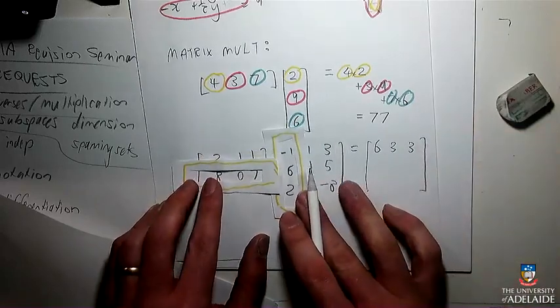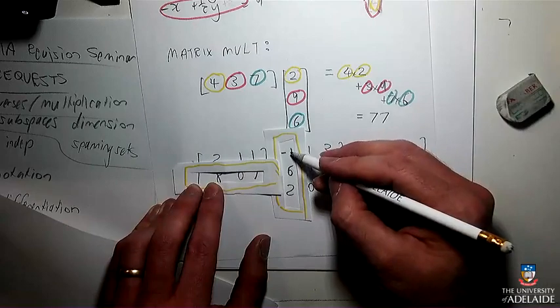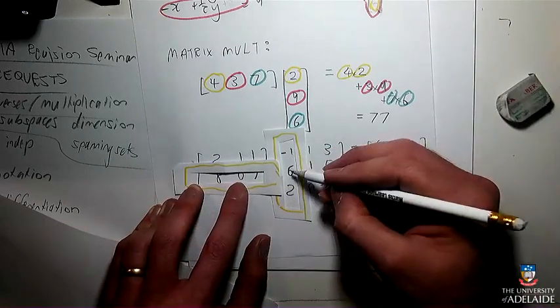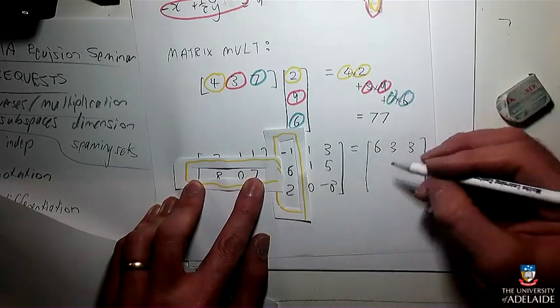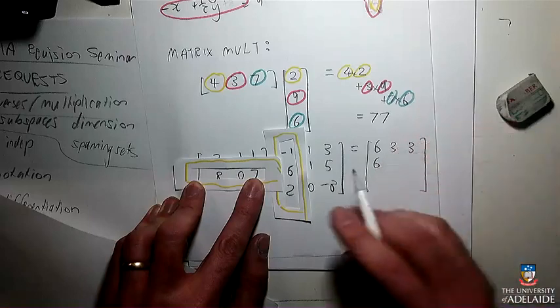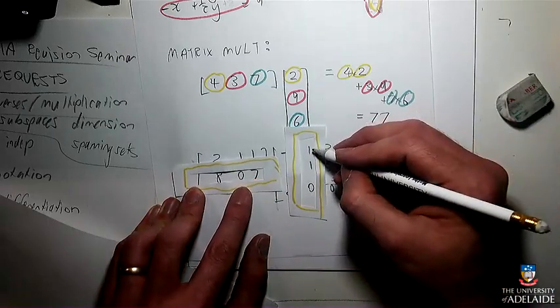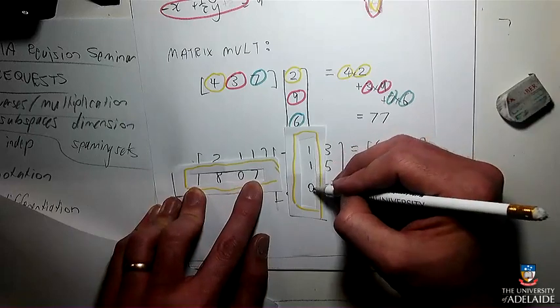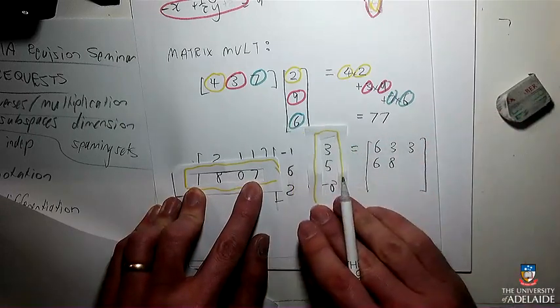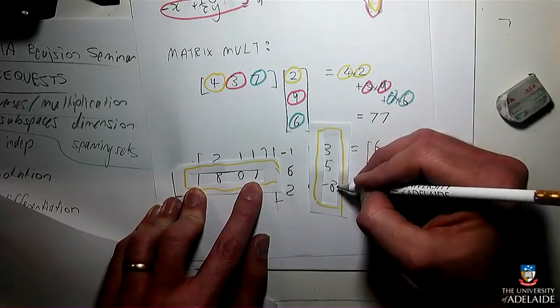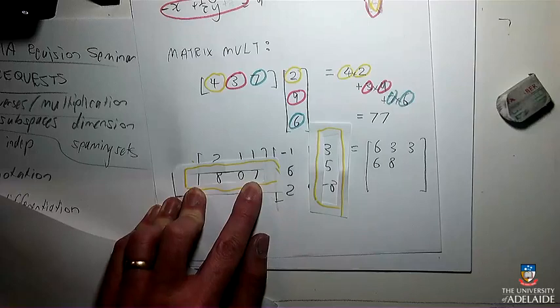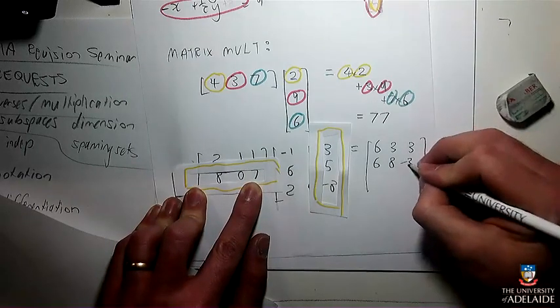And now I'll do my second row. 8 times minus 1 is minus 8, plus 0 times 6, so it's still minus 8, plus 7 times 2, which is 14, which is 6. Ooh, okay. And 8 times 1 plus 0 times 1 is still 8, plus 7 times 0 is still 8. And 8 times 3 is 24, plus 0 times 5 is still 24, minus 7 times 8. 24 minus 56. Fun. Well, 56 minus 24 would be 32, so it's negative 32. Okay.